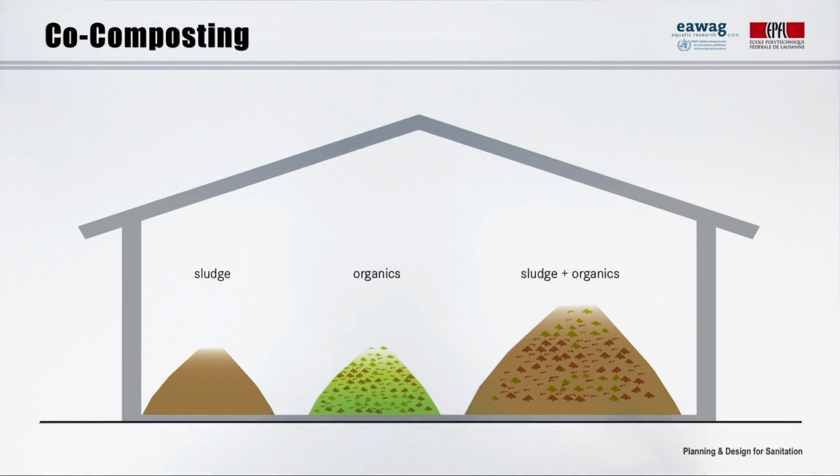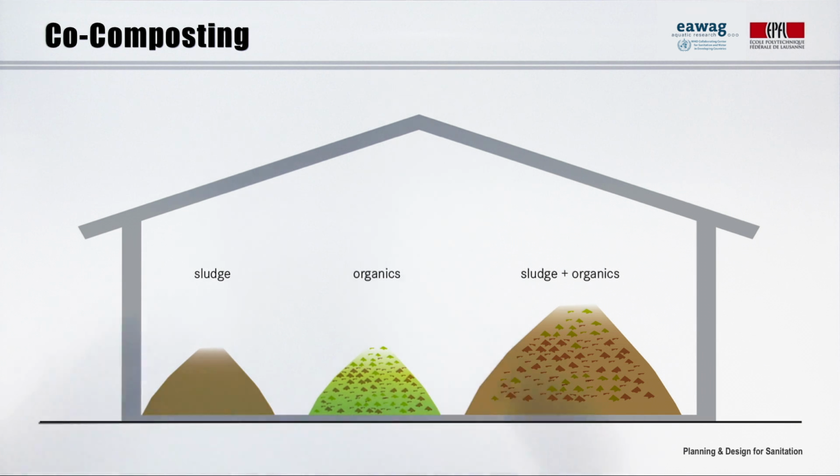Co-composting is like composting, but using more than one feedstock. In this case, sludge is added to organic solid waste. Composting is the aerobic degradation of organics. It can be done in two ways, either open or in vessel.